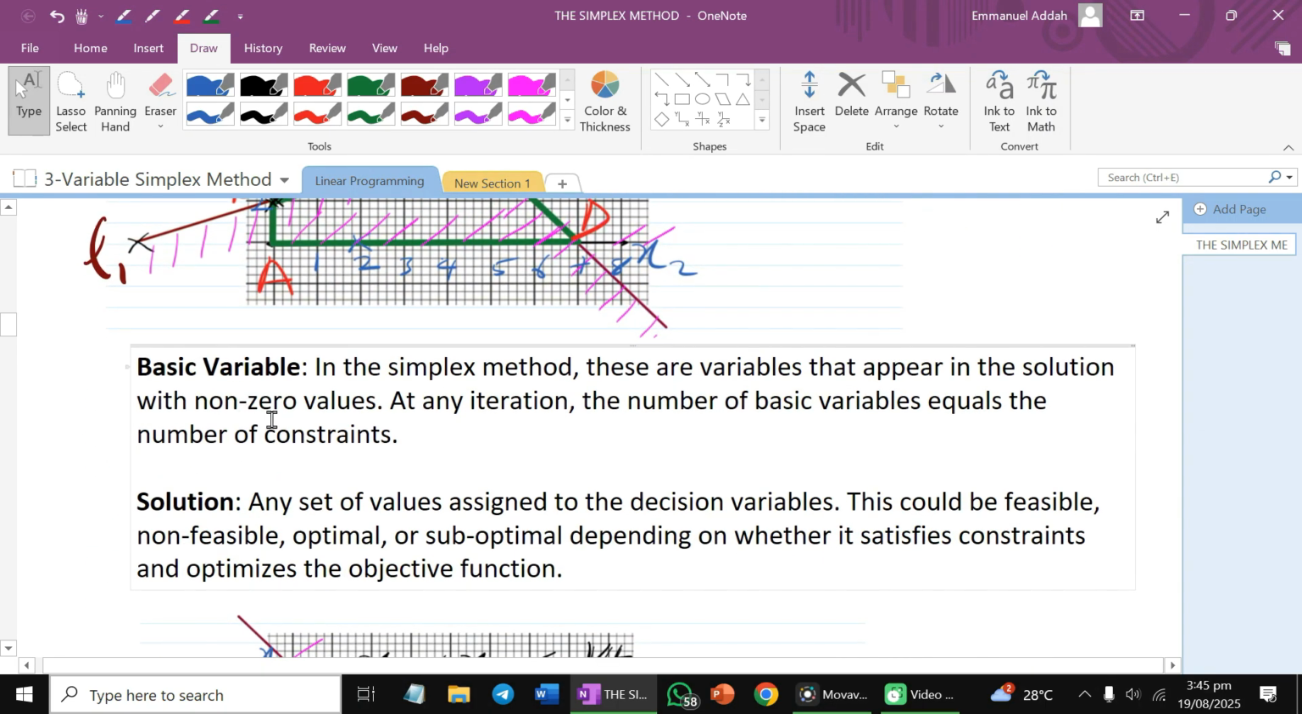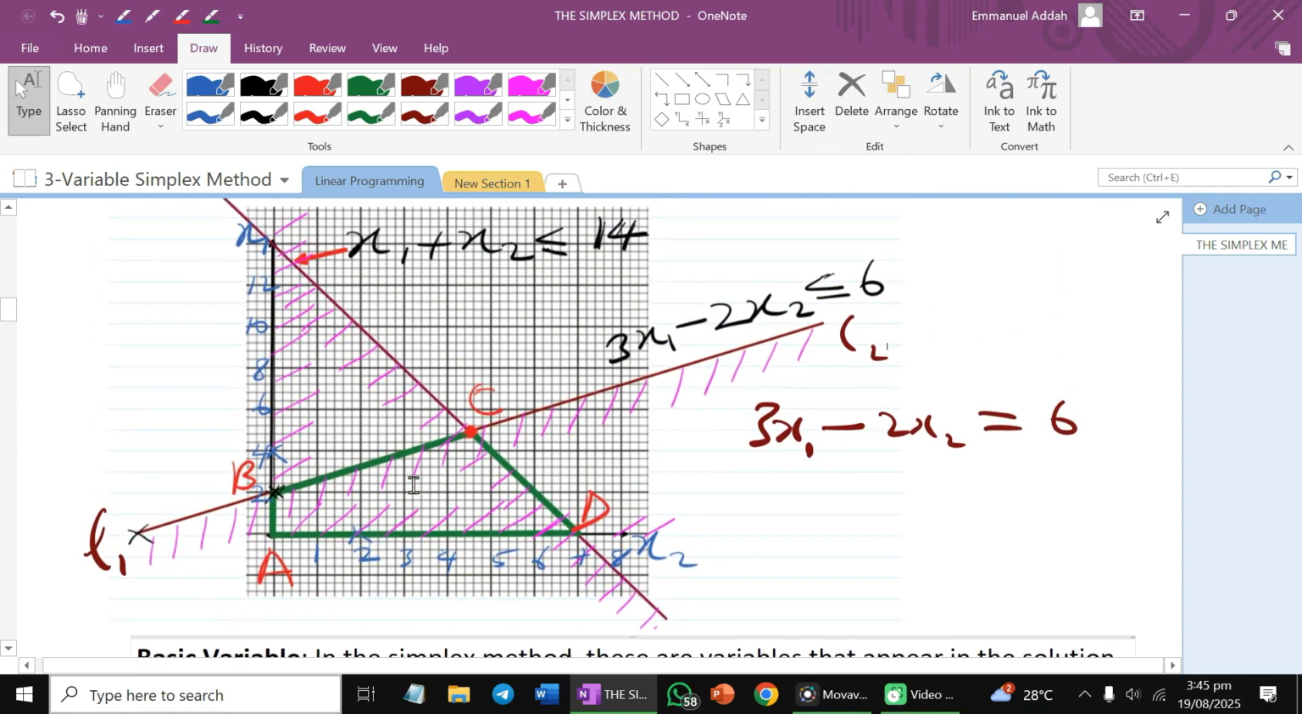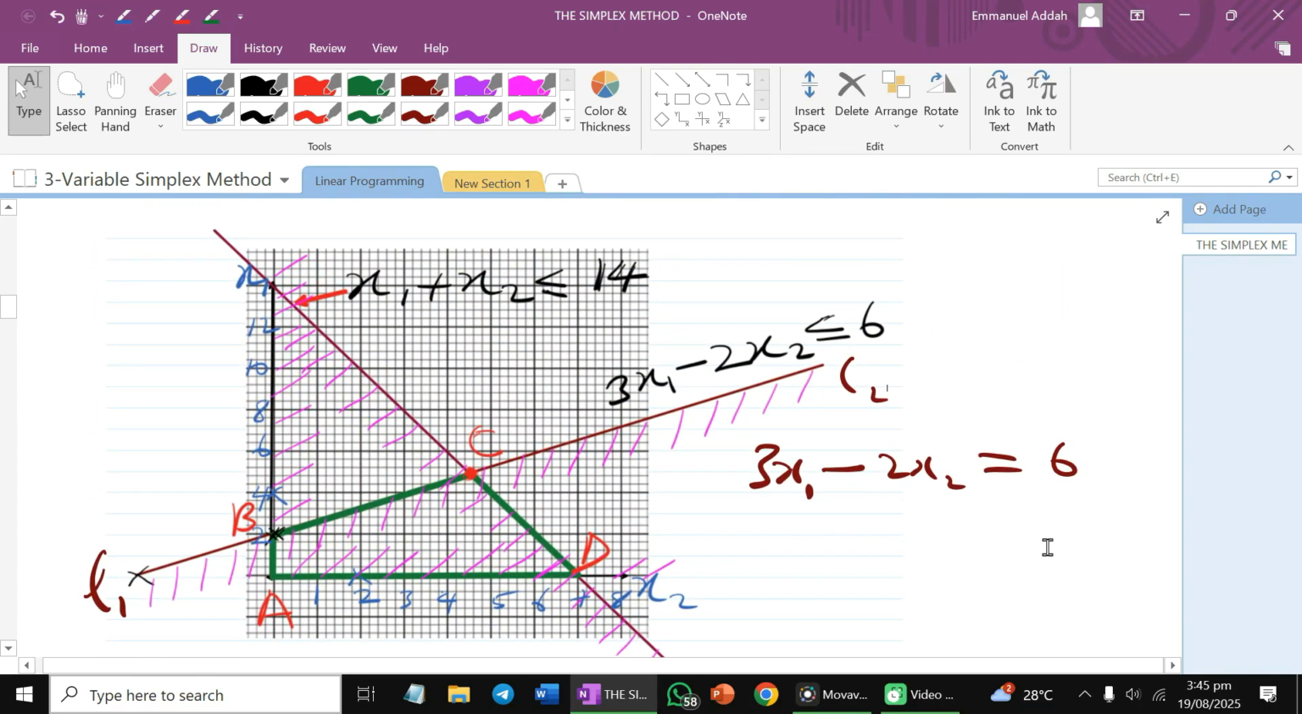Basic variable. In the simplex method, these are variables that appear in the solution with non-zero values. At any iteration, the number of basic variables equals the number of constraints. Let me come back again. When you say basic variable, by the time we'll be using the simplex method, a variable that is outside the area that satisfies the inequality cannot be a solution. We're coming to that at the bottom.